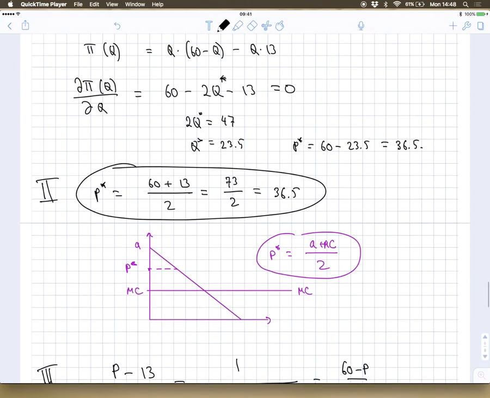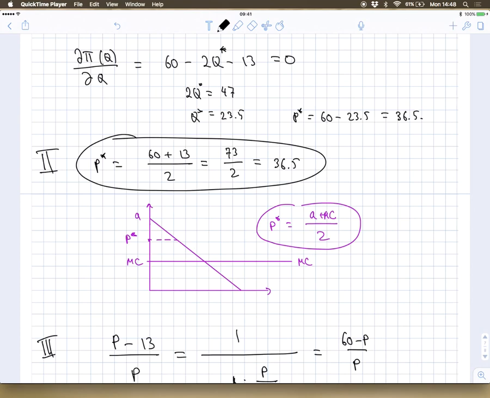And of course, the second method is really just a cheat. It's really not a second method. It derives from the first method, right? And the third method is really not a third method. It's a rearrangement of the first method by focusing on price rather than focusing on quantity.